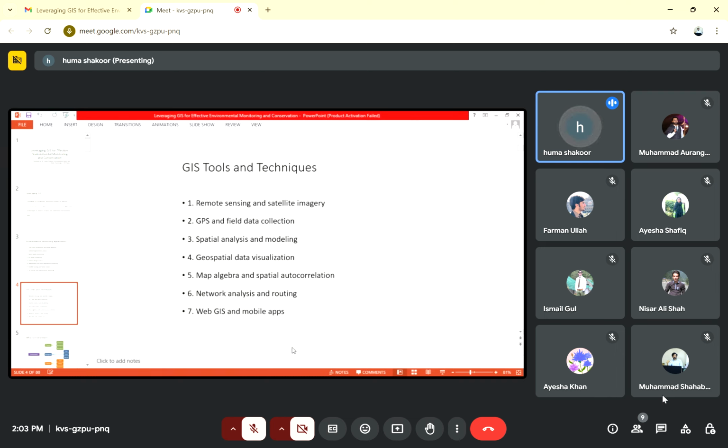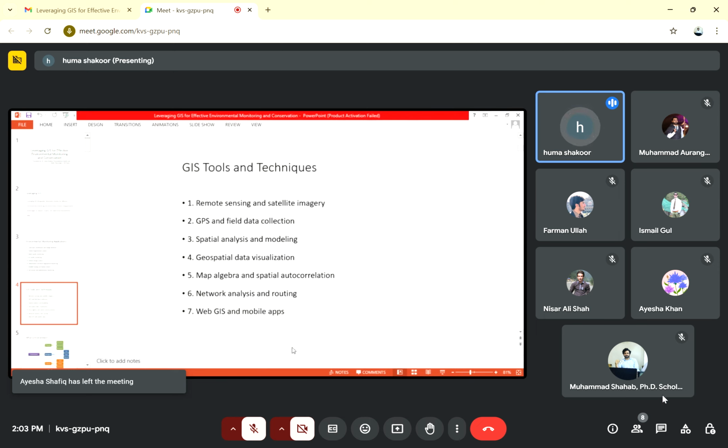What are the tools we have to use in monitoring these sectors of the environment? Remote sensing and satellite images, GPS and field data collection, spatial analysis and modeling, geospatial data visualization, map algebra and spatial autocorrelation, network analysis and routing, web GIS and mobile GIS. These are the techniques and tools which we have to apply to monitor the environment.